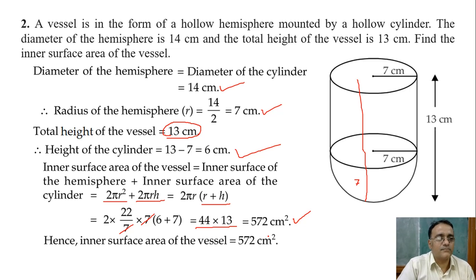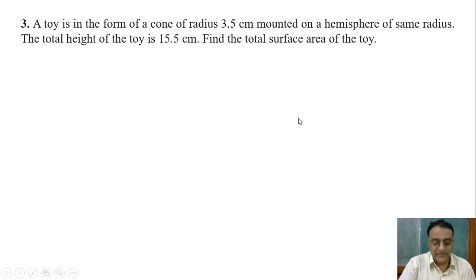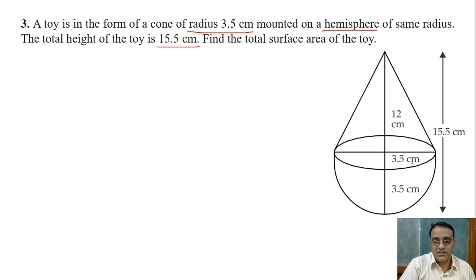No, sir. Okay. Now question number 3. A toy is in the form of a cone of radius 3.5 centimeter mounted on a hemisphere. Hemisphere के ऊपर cone बना हुआ है of the same radius and the total height of the toy is given 15.5 centimeter. Find the total surface area of the toy. So this is the figure. Hemisphere के ऊपर cone बना हुआ है.